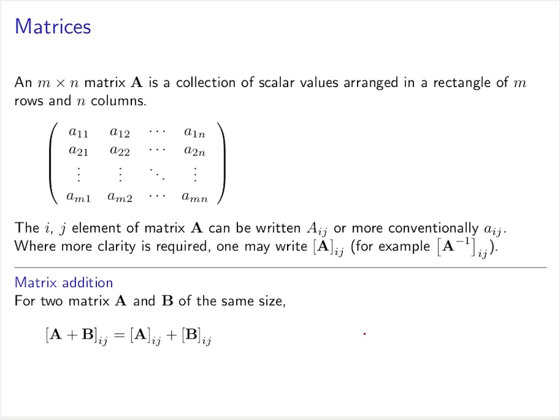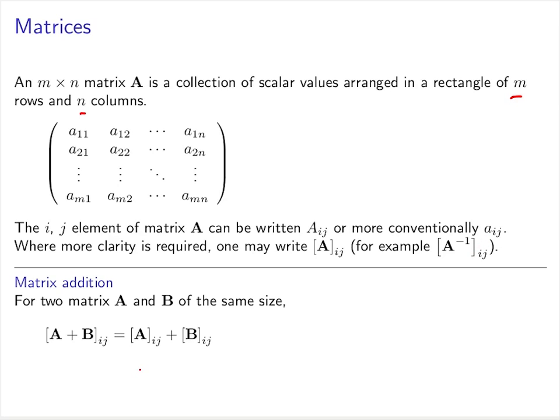Okay, so linear algebra. The main objects of linear algebra are actually matrices and vectors. A matrix is a very simple object. It's a rectangular collection of scalar values. It has m rows and n columns, and we often denote the element at position ij by the matrix A_ij, or sometimes by the small scalar a_ij.